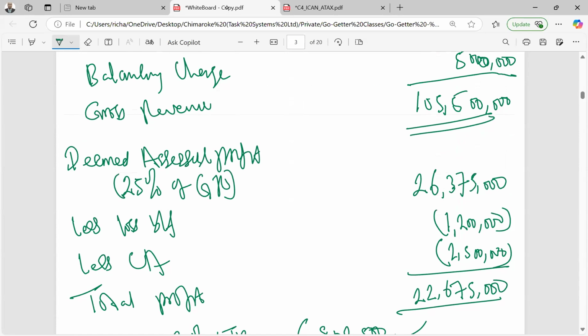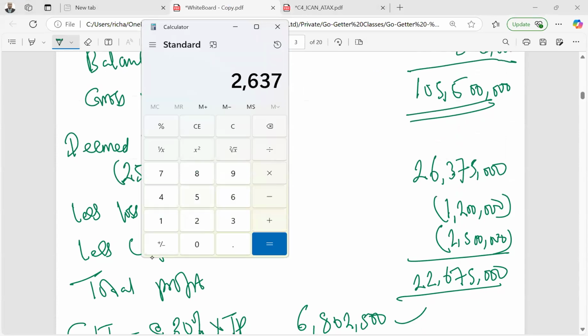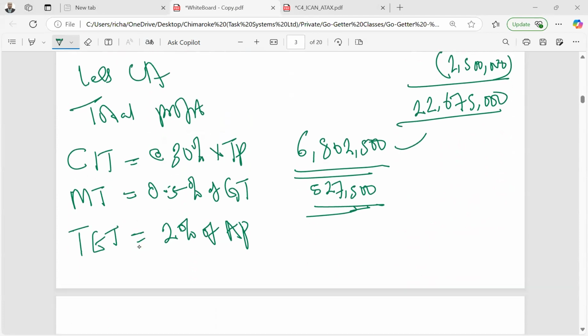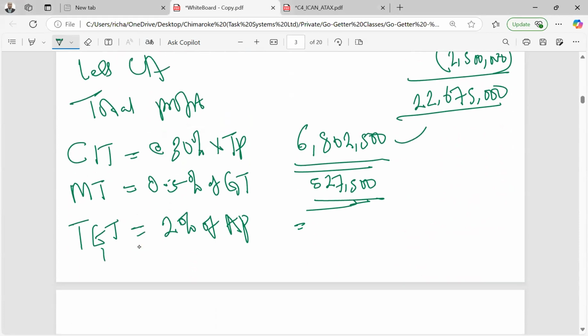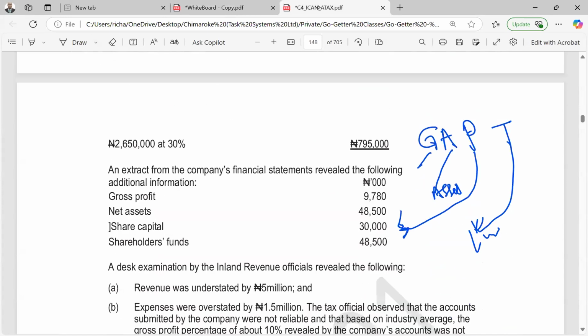So what's the accessible profit? This is the accessible profit here, 26,375,000, times 2 divided by 100. That gives 527,500. This is the tertiary education tax. So let's see what I did. We might be getting something slightly different. Let's see.